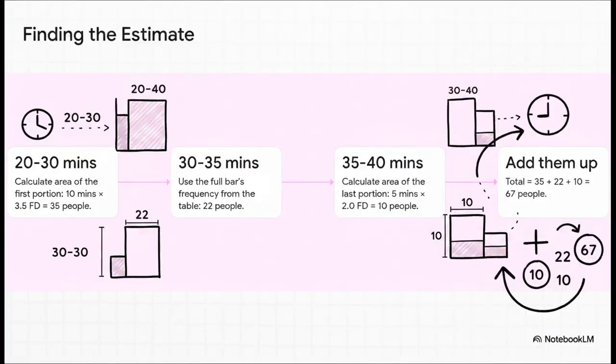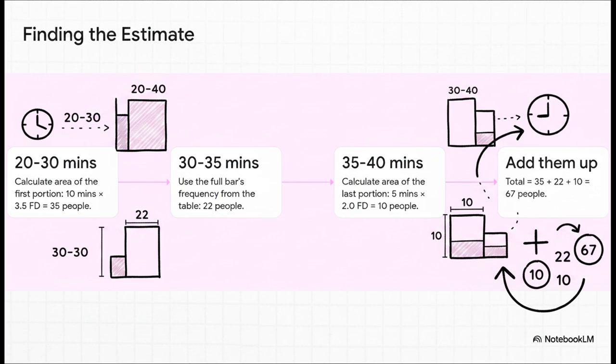Let's walk through it. Okay, if you look at our histogram, the 20 to 40-minute range is a bit tricky. It slices across 3 different bars. First, we need the bit from 20 to 30 minutes. That's a 10-minute slice of our second bar. The height is 3.5. So 10 times 3.5 gives us 35 people. Next, we've got the whole third bar, from 30 to 35 minutes. We already know the frequency for that one, it's 22. Easy. Finally, we need the section from 35 to 40 minutes. That's a 5-minute slice of the fourth bar, which has a height of 2.0. So 5 times 2 is 10.